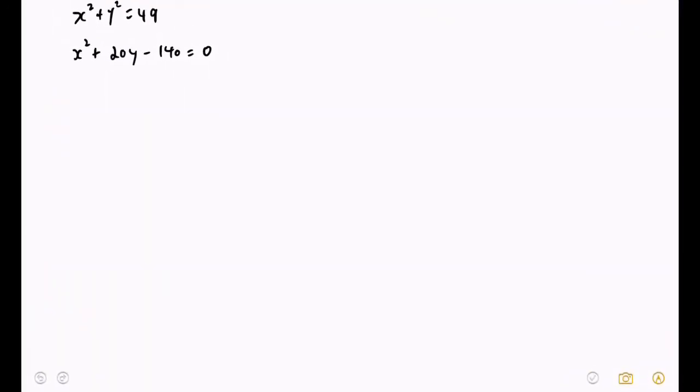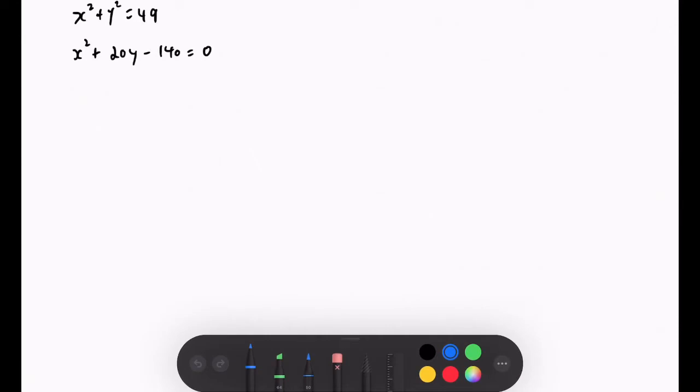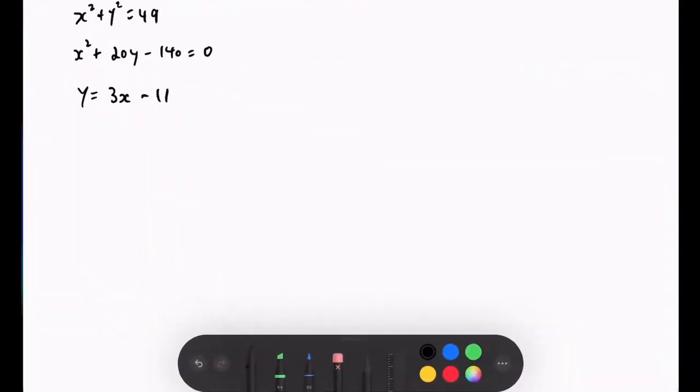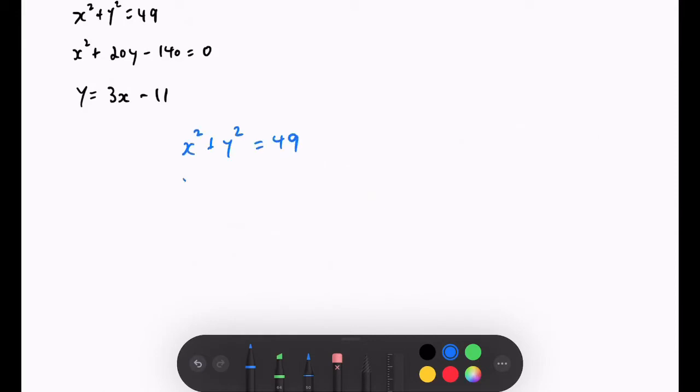So go back to notes, write down the other equation, y equals 3x minus 11. I think it's minus 11. Let me double check. Yes. Now we want to make the circle and the parabola and that formula there. So x squared plus y squared equals 49. y equals 3x minus 11. Now they will be equal to each other. And to do this, you have two equations. So now you can do simultaneous equations.